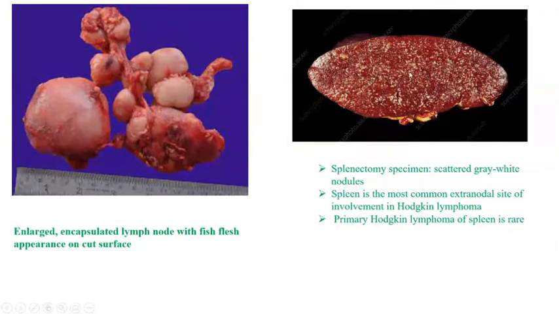You can see this is the red pulp, and you can see these white-green nodules. So these are Hodgkin deposits. So spleen is the most common extranodal site involved in Hodgkin lymphoma. But primary extranodal Hodgkin lymphoma is a very rare phenomenon.